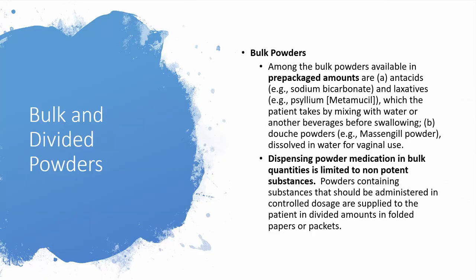Another category we can divide our powders is through their volume. We have bulk and we have divided powders. So when we say bulk powders, these are pre-packaged amounts of antacids and laxatives. It can also be your douches that are bought in large quantities. So the main takeaway for bulk is they are large amounts of powders. Examples of which are your antacids, your laxatives. You can also have your douche powders for douching.